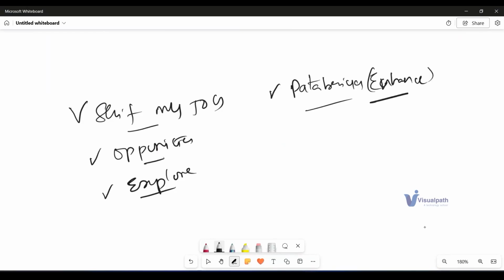Participants, which category do you belong to? You want to shift your job, you came just for exploration, or you want to enhance your skills in Databricks. Because participants, if your vision is very clear, if you are very clear with what you want to do, 50% of the learning is already done. Understand my word, participants. If you keep your vision very clear for what purpose you are learning, 50% of the learning is already done.